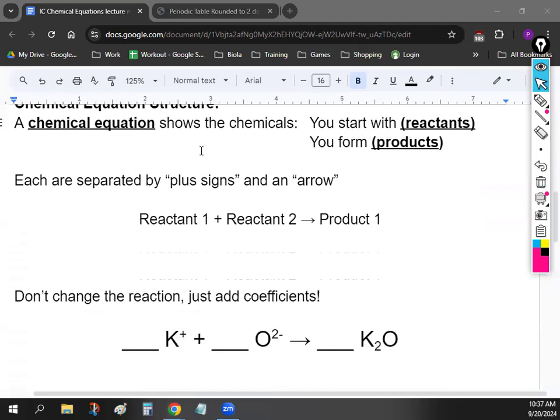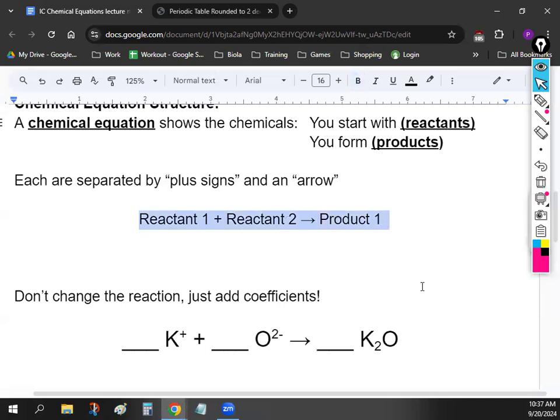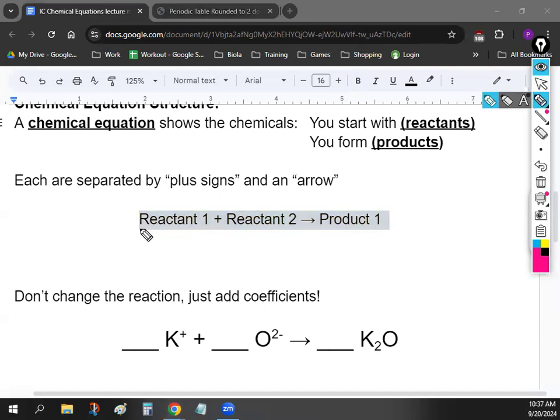Okay, so you guys do not need to copy all this down. I'll tell you what's important, but a chemical equation basically shows you what chemicals you start with and what chemicals you end up with, okay? So what I want you guys to do is write down this part right here. Okay, this is the general format of what a chemical equation looks like. But basically you have reactant 1, so your first starting chemical. So this is one of your starting chemicals.